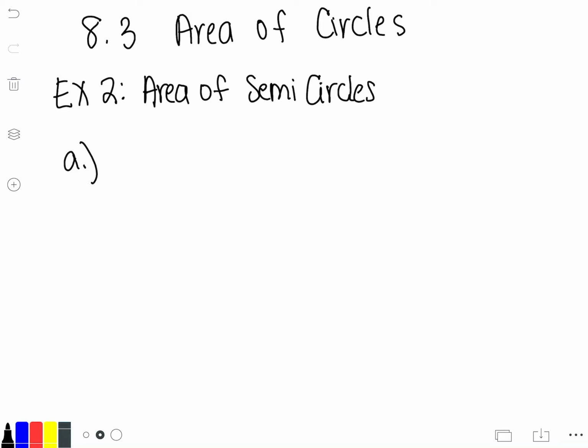And I think this is also easier than finding the circumference of semicircles. It has less steps. So draw a semicircle that looks something like this. And I'm going to give you the diameter this time. That's all the way across your circle. And we have 18 inches.